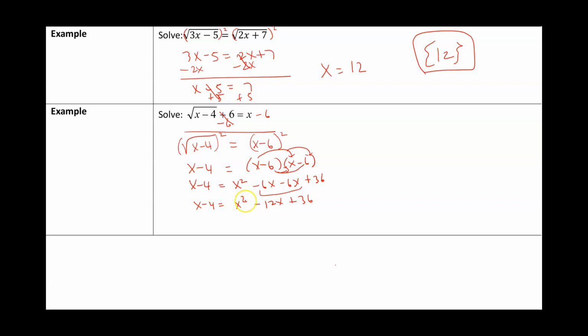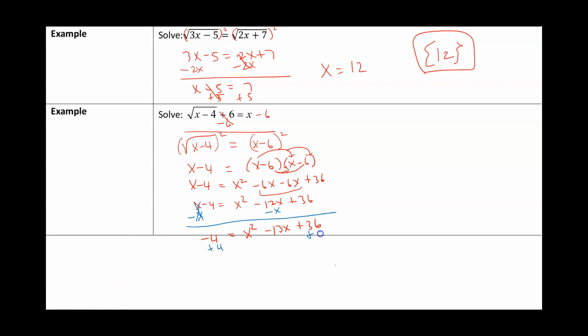Now, anytime we have a quadratic, our first step is to get all terms on one side. Now, which side do you pick? Well, we want to keep the x squared positive. So we're going to take the x and the negative 4 and move them to the right side so the x squared can remain positive. So here's what I'm going to do with that. I am going to subtract x from each side. So if I do that, that gives me negative 4 equals x squared minus 13x plus 36. Then I need to move the negative 4 to the right. So I'm going to add 4 to each side.